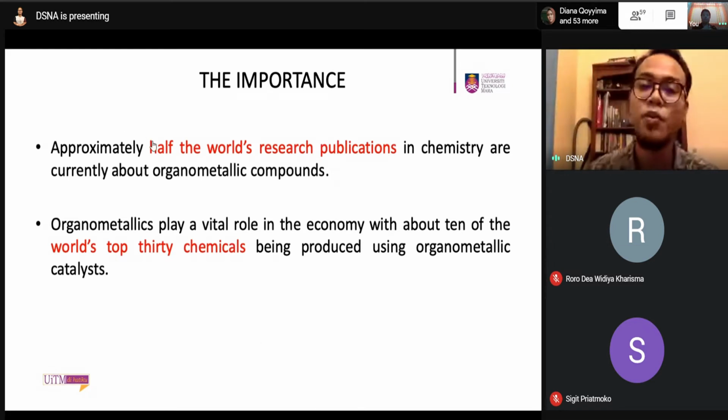That is how important it is nowadays. And second, because 10 of the world's top 30 chemicals are produced using organometallics as the catalyst. The simplest example would be maybe hydrogenation in the process of making margarine.